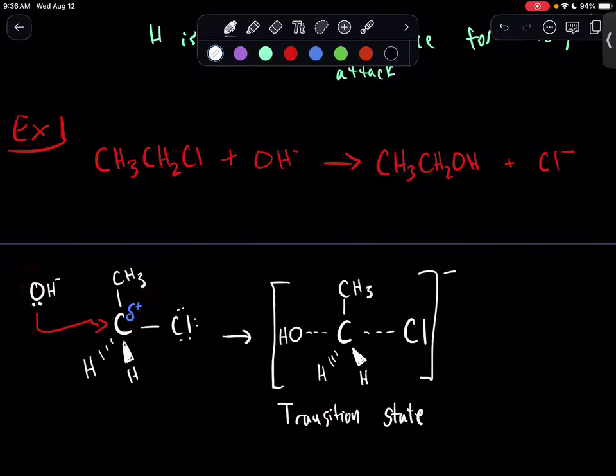Once again, it's not an intermediate. It is not a stable form. It does not exist in solution. We cannot isolate it. Remember, that's the thing about transition states. They cannot be isolated in reaction. And so what we end up getting is this new chemical, our ethanol, and we get this new stereochemical formula here, plus our chloride ion.